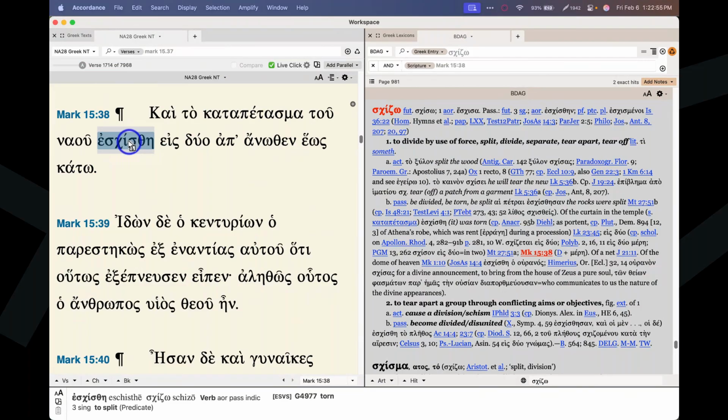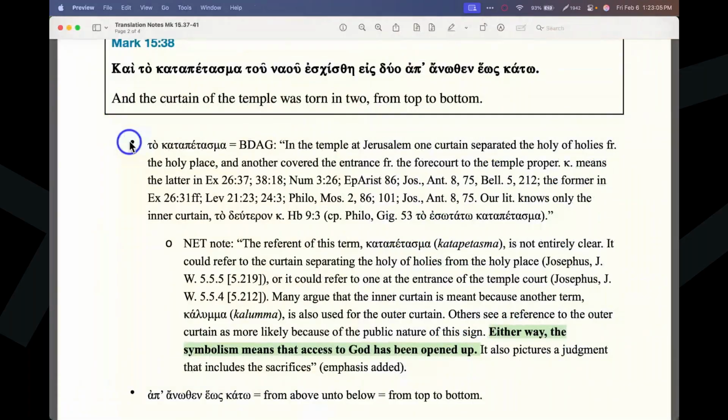splitting of the curtain. There is this emphatic removing of what might have separated a person from access to God in the past. Again, that's all interpretation. And Mark does not explicitly say that. So in translation, we bring it out this way. And the curtain of the temple was torn in two from top to bottom.